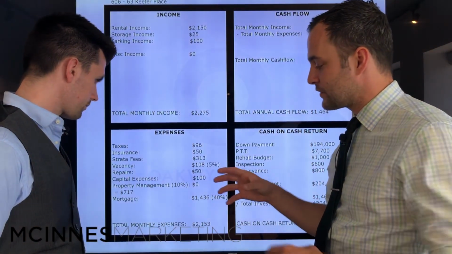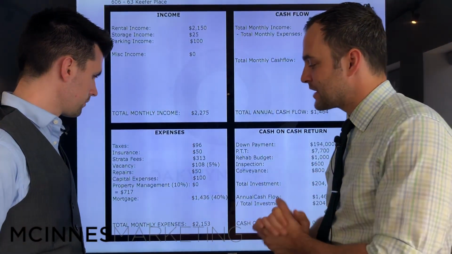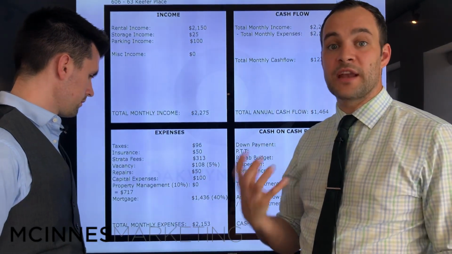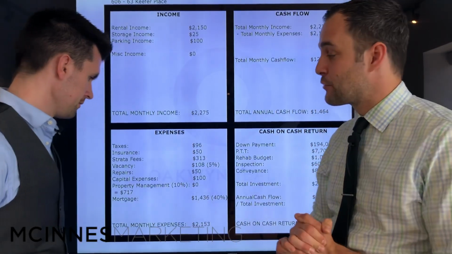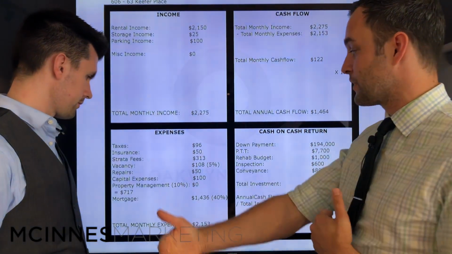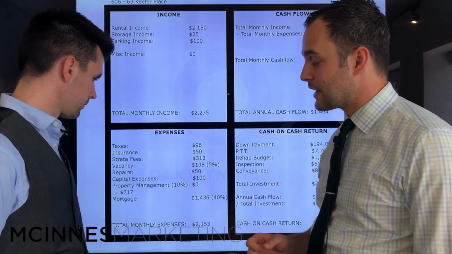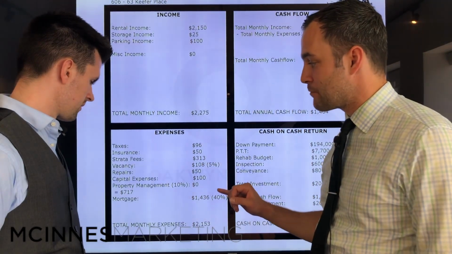Vacancy costs. What I like to do here is put in 5% of the rental income potential to have a little nest egg in case you have any vacancy in the future. I don't think it's safe to assume that we're going to have the property rented from day one till the last day we own it. So putting a little nest egg aside for those vacant months will help. I've used 5% here, which comes to $108 a month.